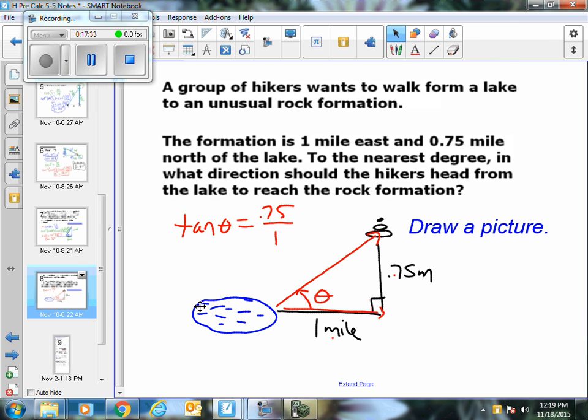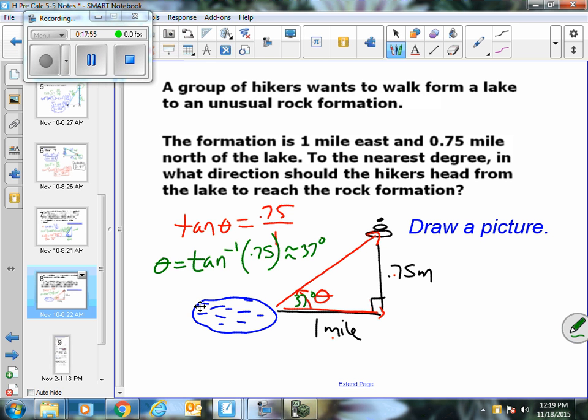So how do I undo tangent? Well, I do its inverse on each side. So if you're okay, I'm going to go ahead and just write it like this. It would be the inverse tangent of 0.75 divided by 1, which is the same thing as saying just 0.75. And that would be about 37 degrees. I'm rounding off a little bit, so 37 degrees. Now, that's the measurement of this angle.